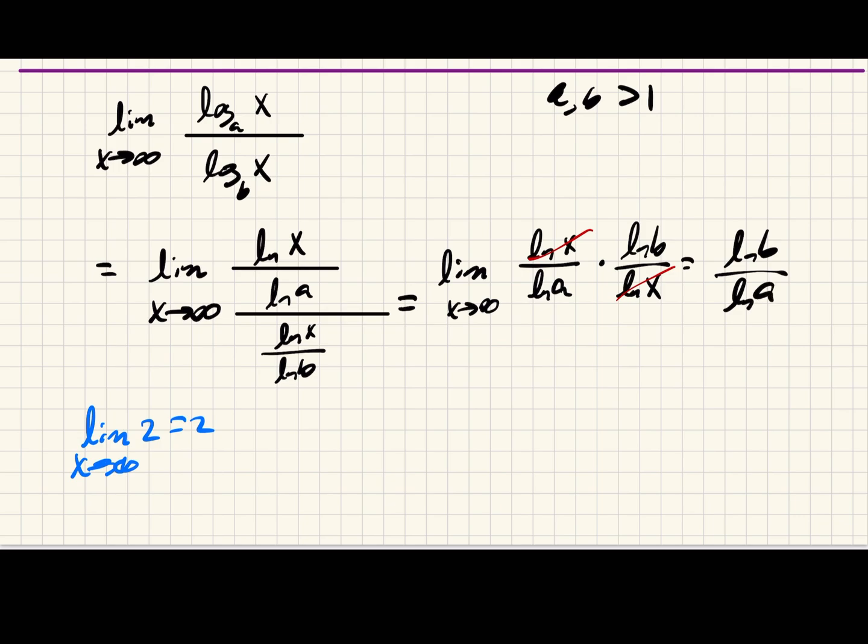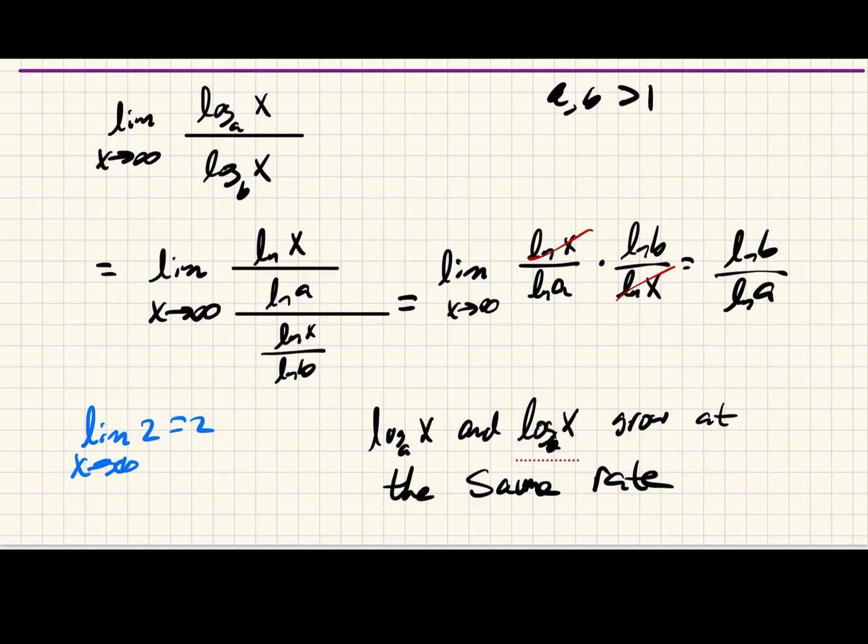Now, if a and b are bigger than 1, and that's a constant, then what did we find out? They grow at the same rate. Very good. So in other words, these log functions are going to grow at the same rate, no matter what the base is. So log base a of x and log base b of x grow at the same rate. That's kind of fun, isn't it?